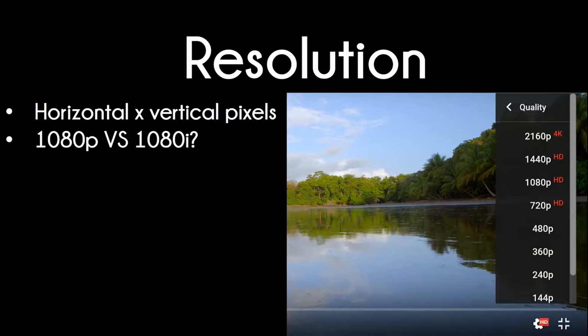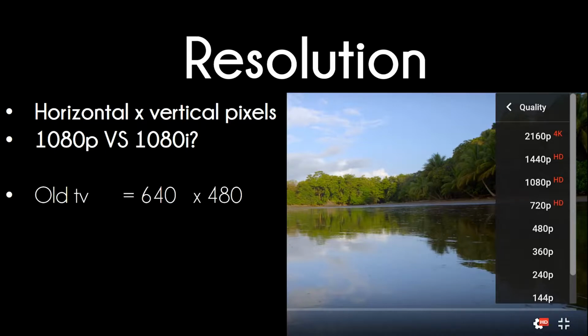Now you might have noticed the P that stands after the resolution. That's actually for the progressive scanning of the lines of your video. The difference between progressive and interlaced video is not really important. If you want to know more about it, you can check the links in the description. There'll be the video down there. It doesn't really matter for us for now.